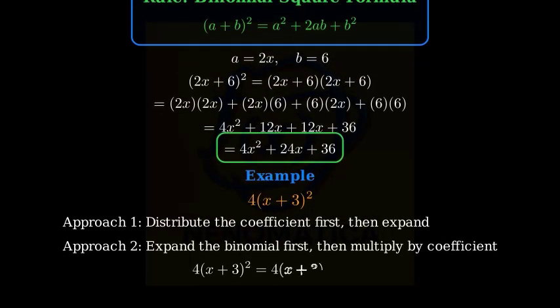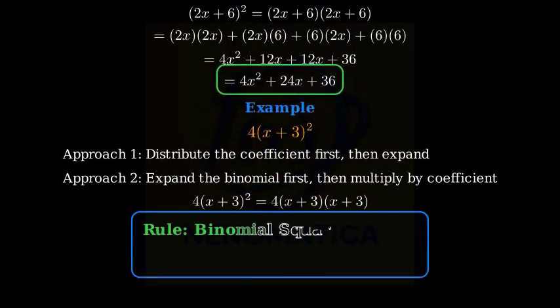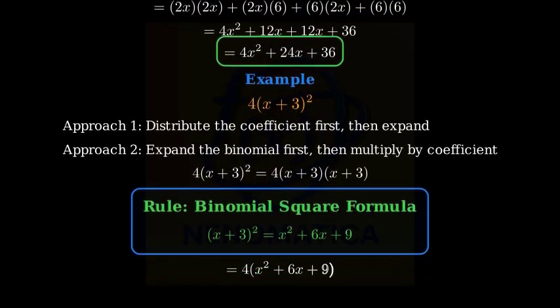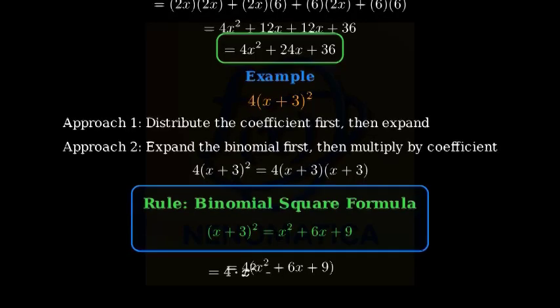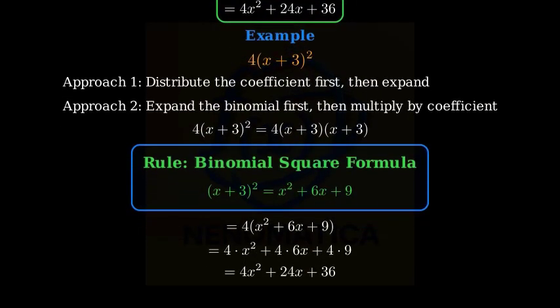We start by writing 4 times the quantity x plus 3 squared as 4 times the quantity x plus 3 multiplied by the quantity x plus 3. Now, let's expand the inner part. The quantity x plus 3 multiplied by the quantity x plus 3 equals x squared plus 6x plus 9. This is from applying our binomial square formula. Finally, we multiply everything by 4.